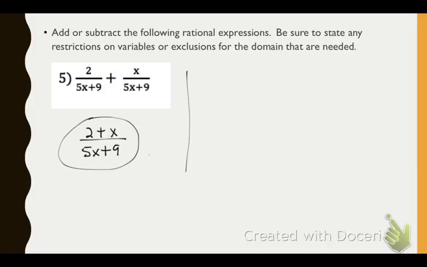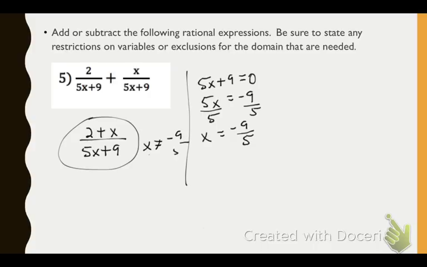The last thing we need to do, though, is to write a domain rule. So over to the side, I'm going to take my denominator and set it equal to 0, and then solve that equation, because I can't tell at a glance what number would make that expression 0. I'm going to divide by 5. So I'm just going to work a simple equation. So this equation tells me that x should not equal negative 9/5. If it did, then our denominator would be 0. So that is the exclusion rule that you need to include.